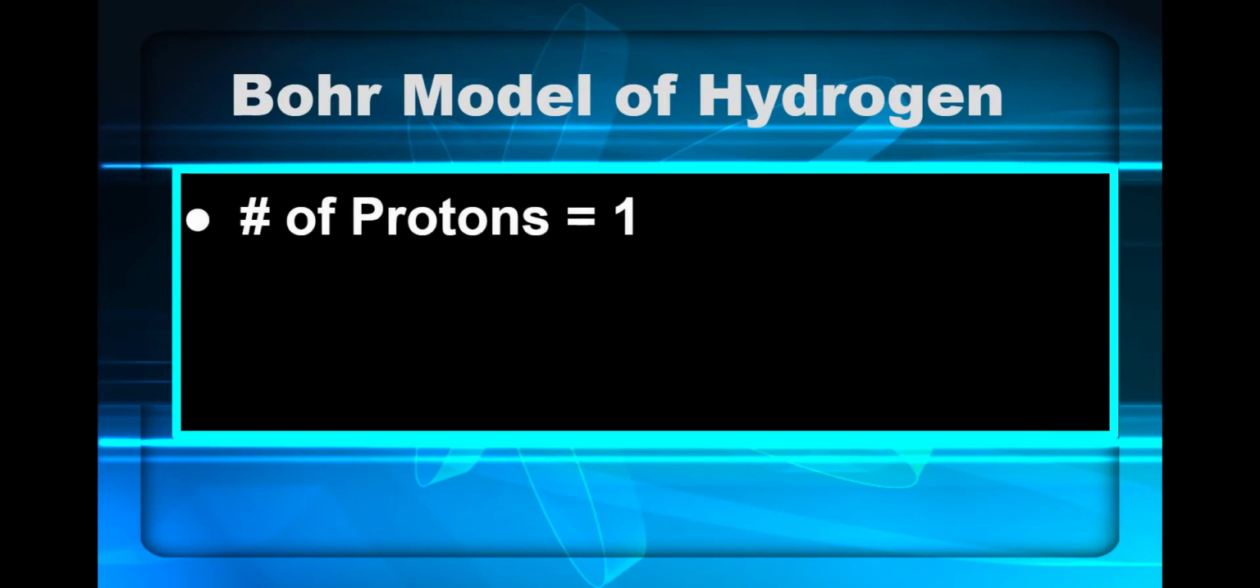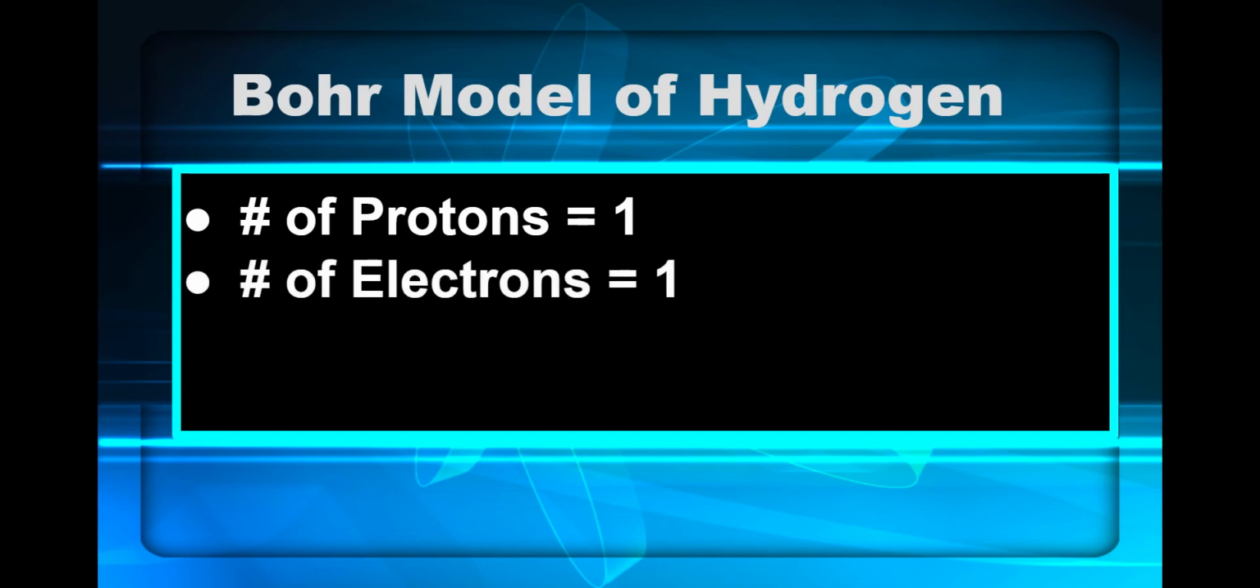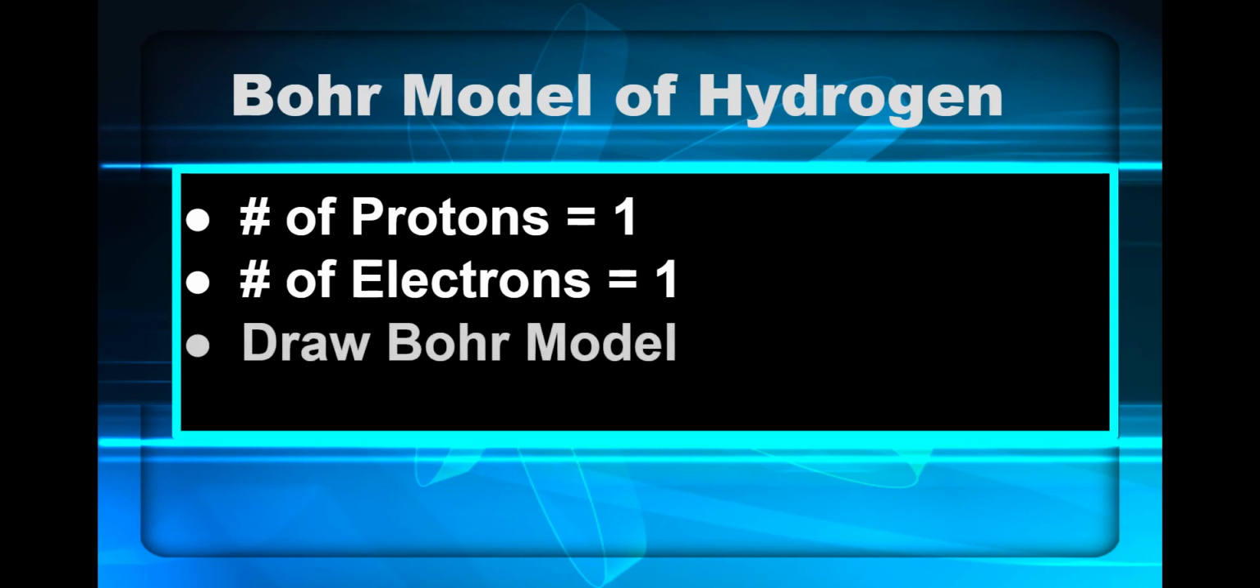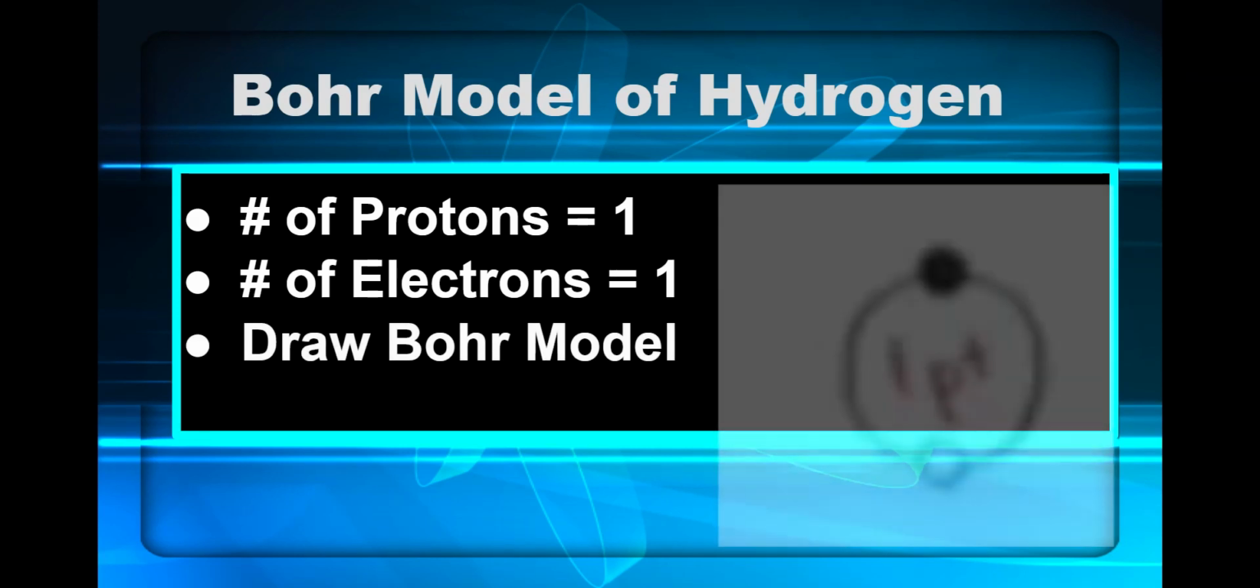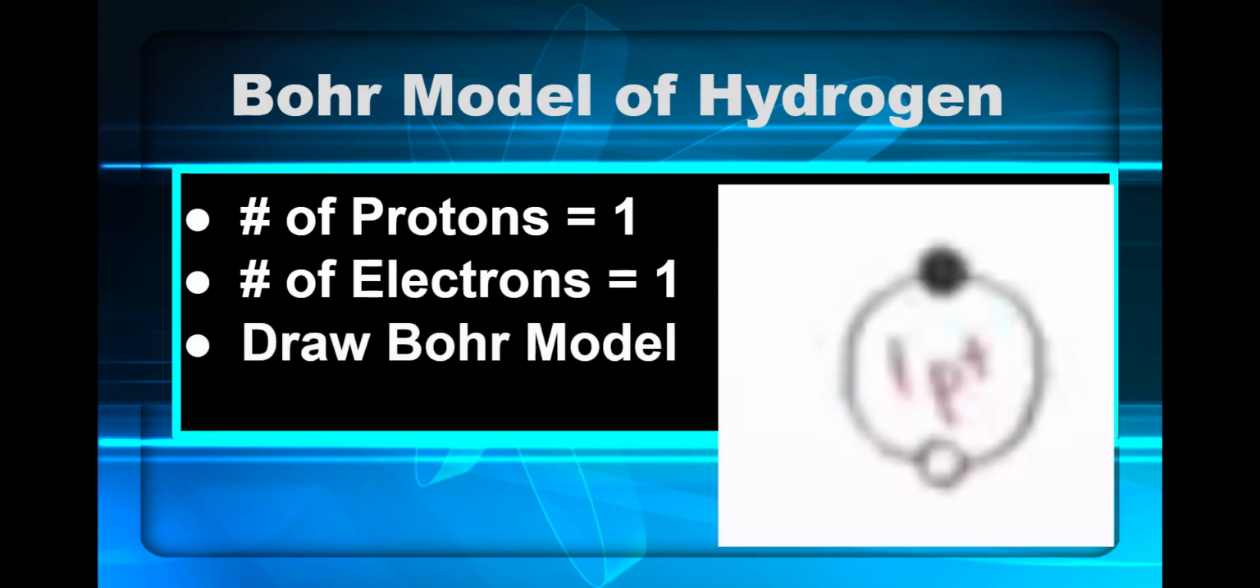Please add to your notes a Bohr model of hydrogen. So first of all, there will be one proton in hydrogen. There is one electron. Since these are neutral atoms, if there's one proton, there's one electron in an atom of hydrogen. Now let's draw that Bohr model. Our nucleus has one proton, and our first energy level has one electron.